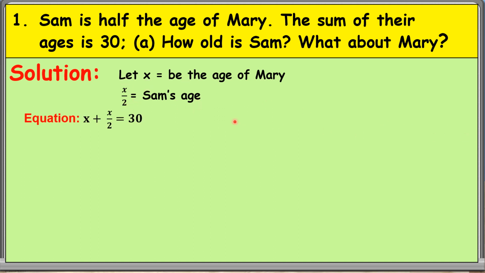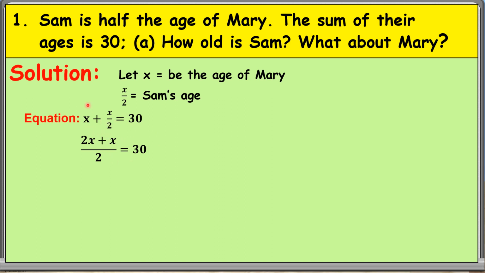And of course, pag ginawa natin yan, yung equation natin, may condition na pag pinag-add ko yung age ni Sam tsaka ni Mary, 30 ang total. So, x plus x over 2 is equal to 30. Okay? Next. Susunod. Syempre, we are adding dito na dissimilar kasi ang denominator ng x ay 1. So, hanapan natin ng LCD. Syempre, ang LCD niya ay 2.